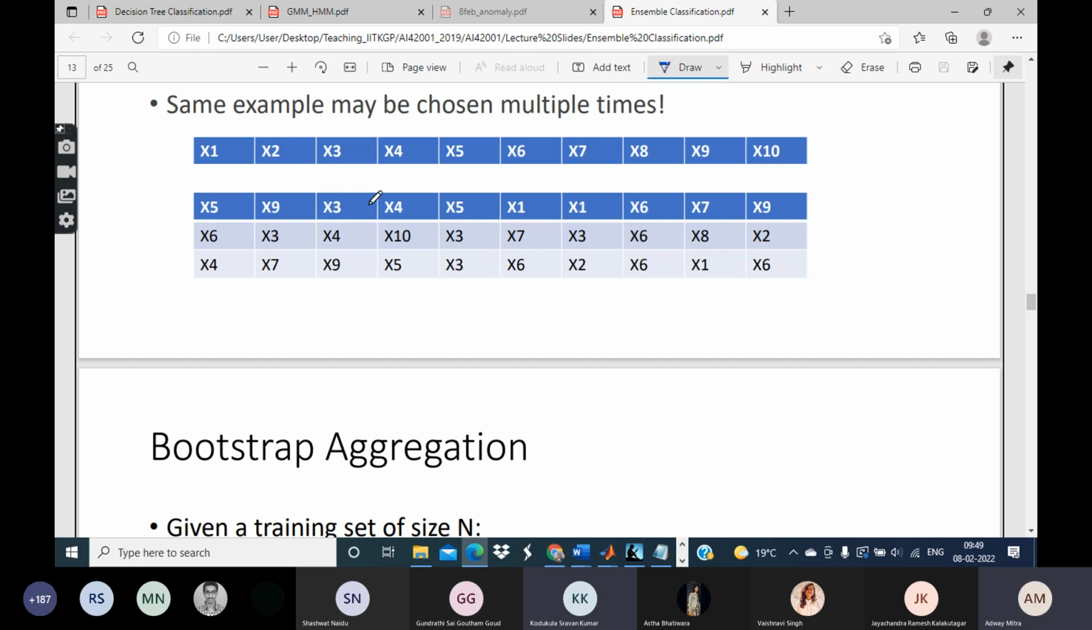this example, say x9 which appears twice, and x1 which appears twice. The classifier will become an expert for these two examples, even if it is not an expert for other examples. Similarly, this one will again be an expert for x3 because it appears 3 times, and if something appears twice, it can be an expert on that also. So the different classifiers we are getting are becoming experts on some parts of the data set.